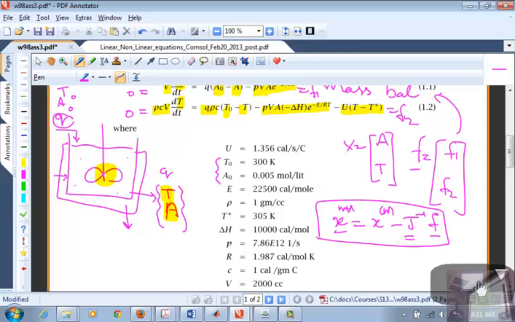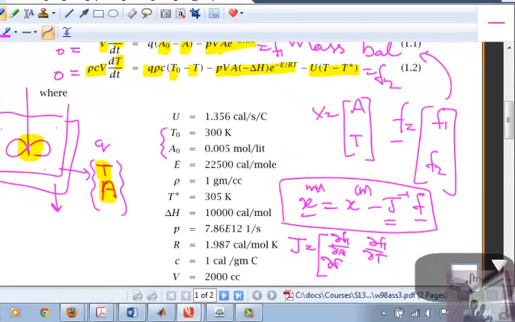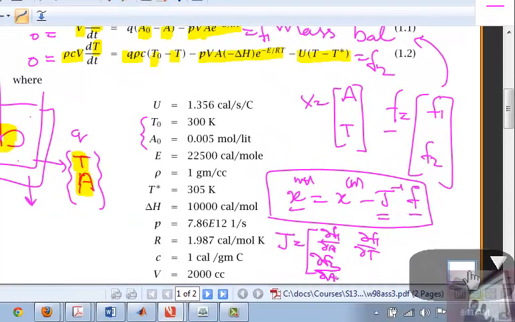In this case, what would be the Jacobian J? What would be the size of it? 2 by 2. So what would J consist of? df1/dA, df1/dT, and df2/dA, and df2/dT.